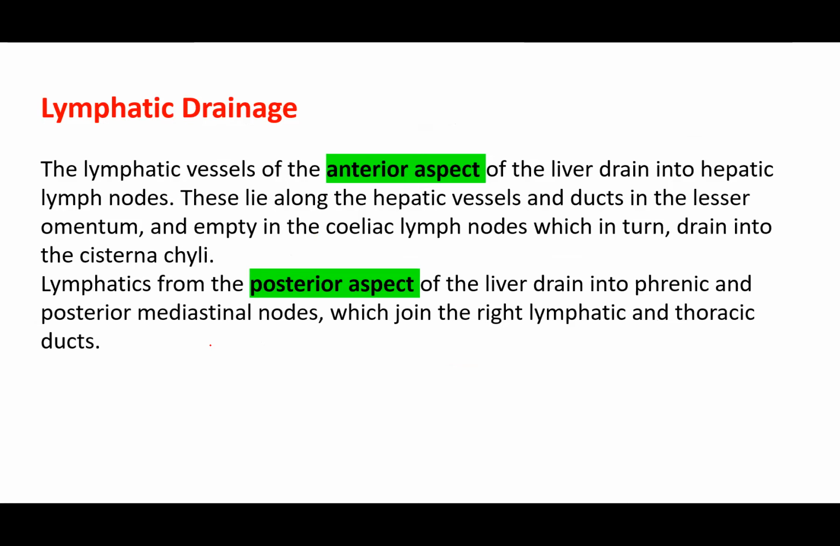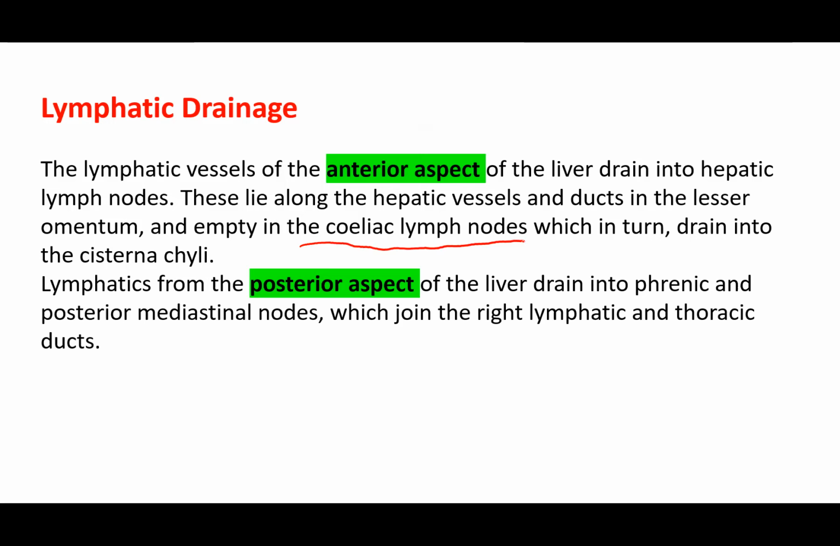Lymphatic drainage involves both the anterior and posterior aspects of the liver, okay? The lymphatic vessels of the anterior aspect of the liver drain into the hepatic lymph nodes. These lie along the hepatic vessels and duct in the lesser omentum, okay? And empty into the celiac nodes, which in turn drain into the cisterna chyli.